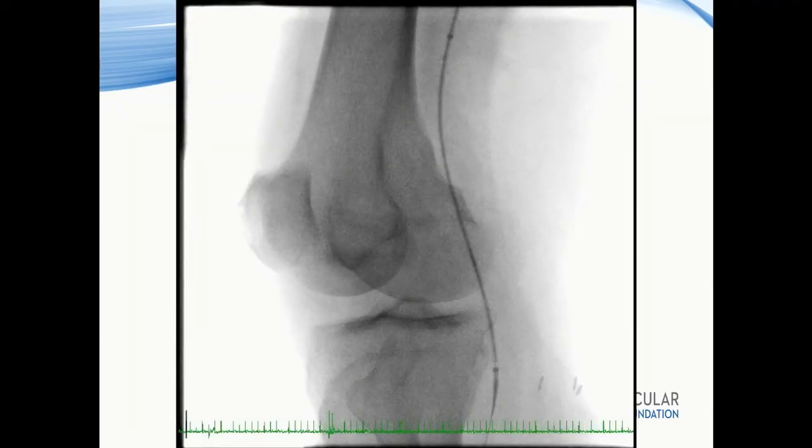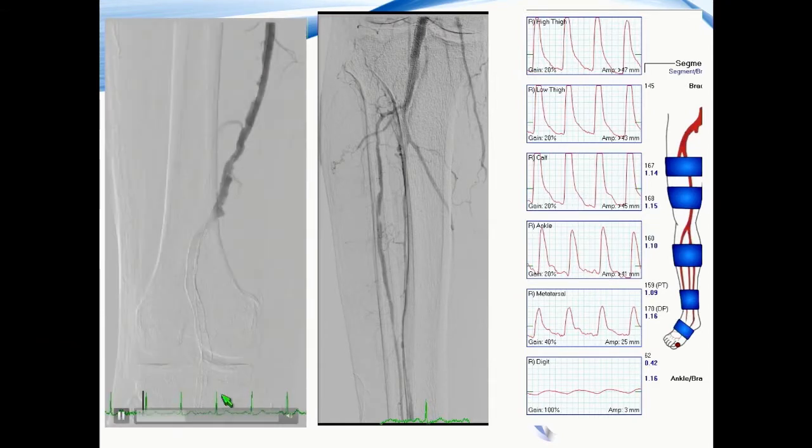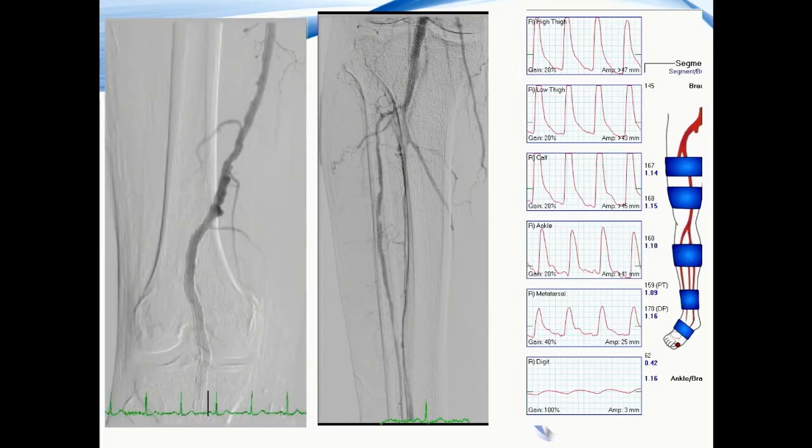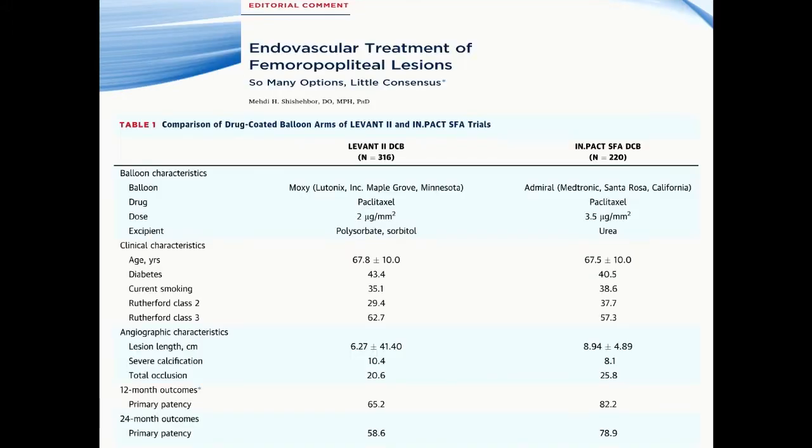So in this situation, we decided to go with a Supera, and this is our final result with a 2-vessel runoff, and the patient did well. So what are the choices? I'm not going to go into detail because the panel is going to discuss all the different devices at length. But we have 5-year data with the drug-eluting stent, so we feel good about that. We have DCB, 2 devices that are approved.